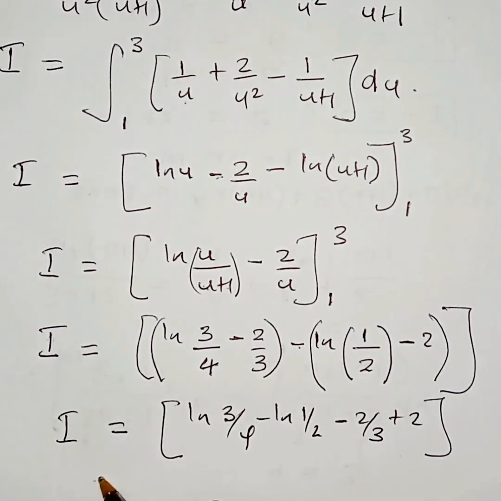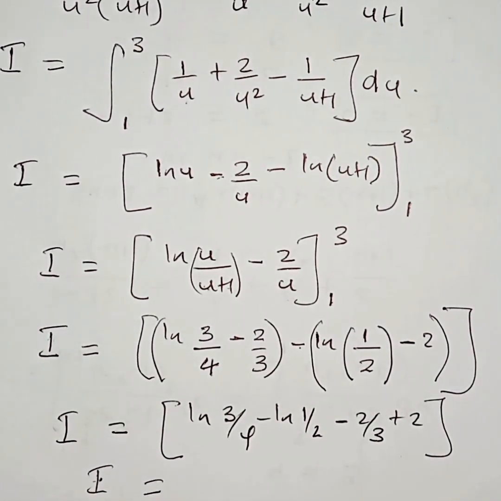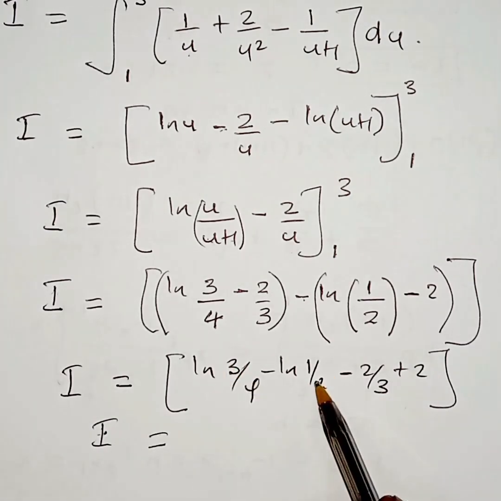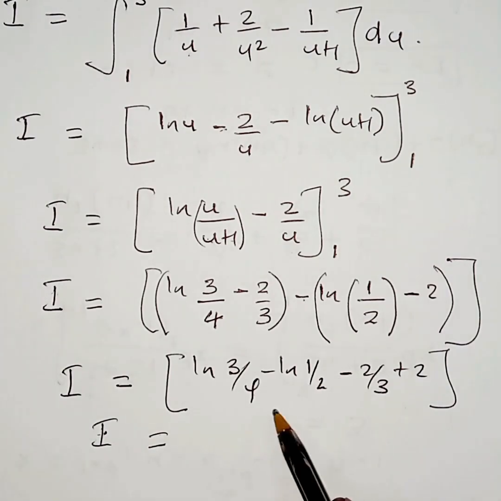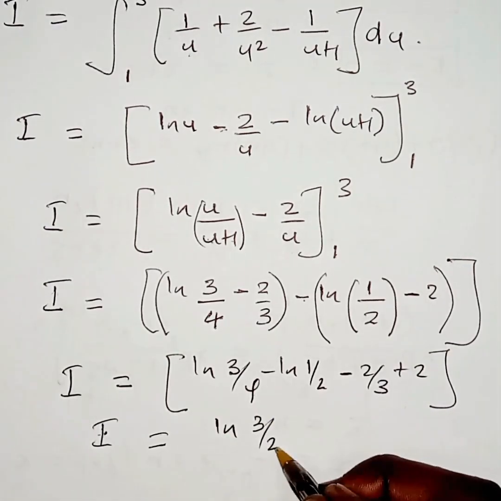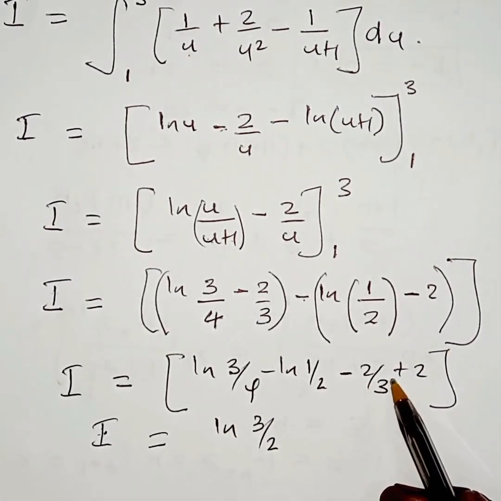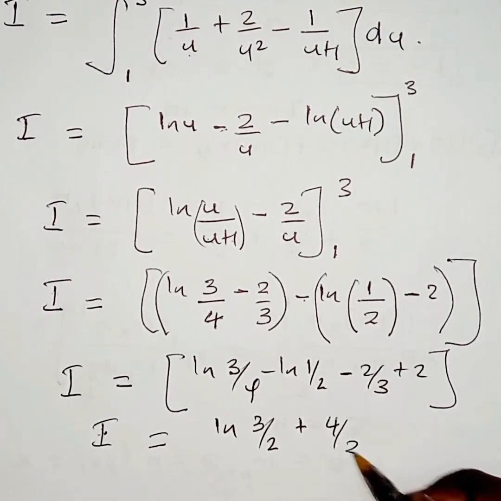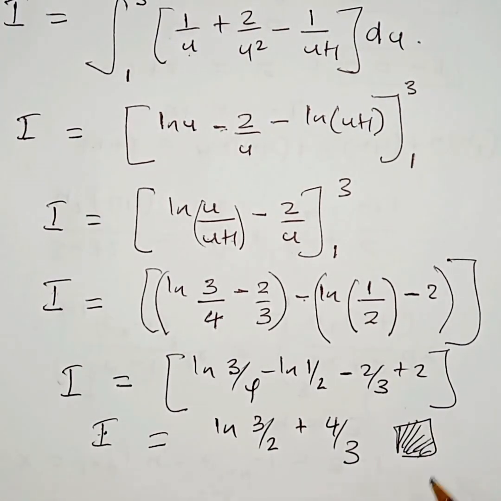And we say the integral I is equal to, if you are subtracting, that means you are going to divide 3 over 4 by 1 over 2 by the laws of natural logarithms. So you're going to say this is equivalent to ln 3 over 2. And if you do the math on that, you are going to get 4 over 3 plus 4 over 3. Then we've managed to evaluate that integral.